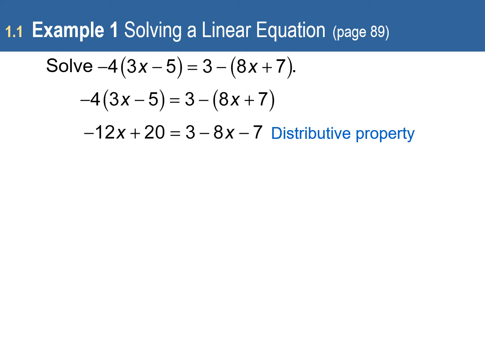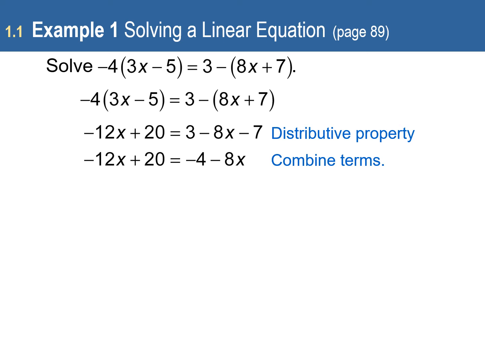On the right side of the equation, I'm just going to bring that 3 down, but this negative is really a negative 1. So I'm going to take negative 1 and multiply by 8x, and then distribute that negative 1 to the 7 as well. This is where most students make the mistake. They forget to distribute that negative to both terms.